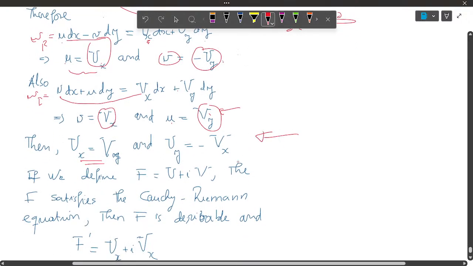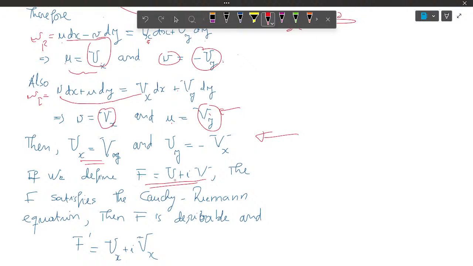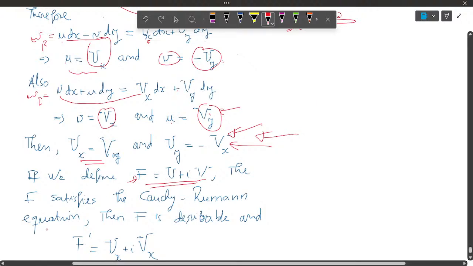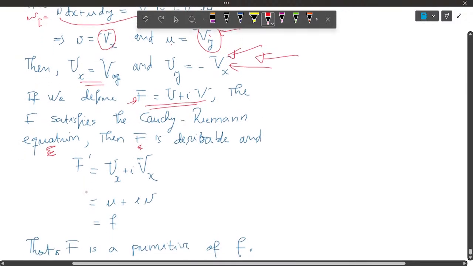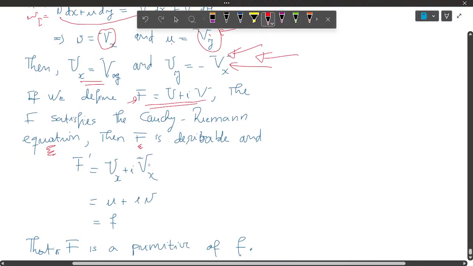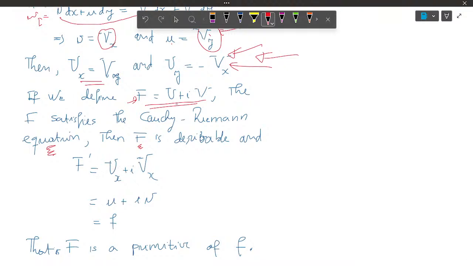This is what we call the Cauchy-Riemann equations. If we define then capital F to be equal to U plus iV, then from these equations we can conclude that this complex function capital F satisfies the Cauchy-Riemann equation, which means that capital F is a derivable function, and the derivative of capital F is, as we have seen, the partial derivative of U with respect to x plus i the partial derivative of V with respect to x.